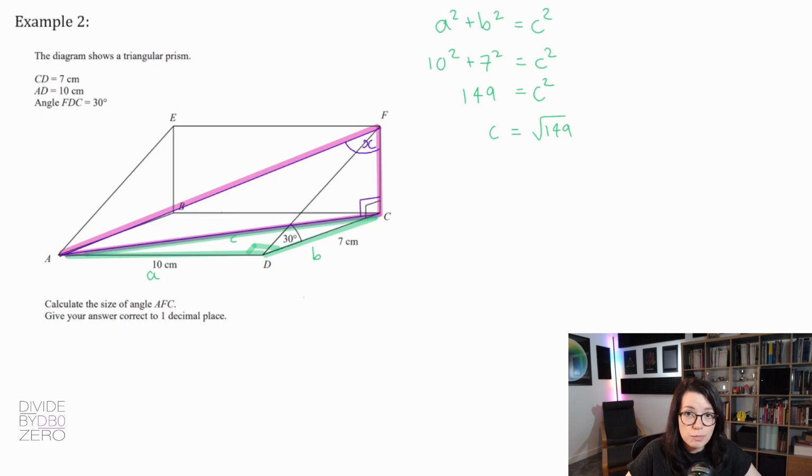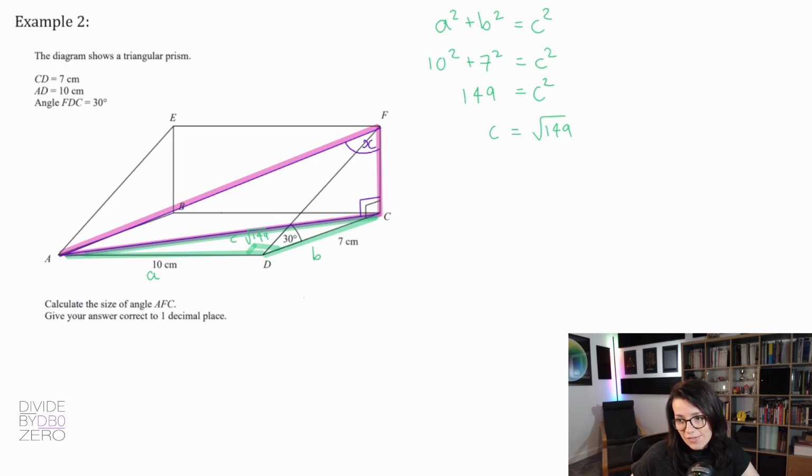I personally always prefer to work with surds in these kind of questions until the very end, where we can round the answer to whatever they want, because then it's easier to type into a calculator and you're not going to lose any accuracy marks as well. So C is root 149. Let's pop that one on. Now we know the length of the pink triangle. It would be really useful to know the height as well.